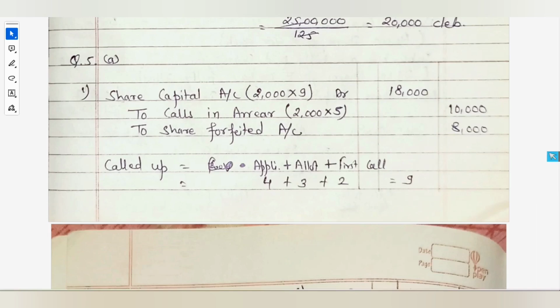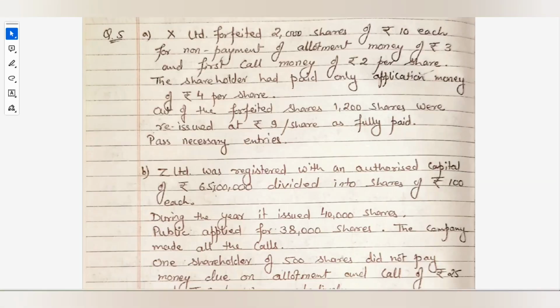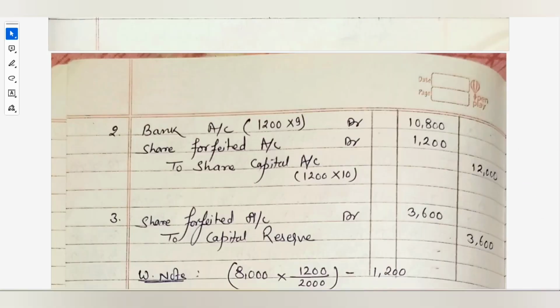Now let's move to the next entry of reissue. So first of all, let's have the language of the reissue, what the question suggests. Out of the forfeited shares, 1200 shares were reissued at rupees 9 per share as fully paid. So this line states that rupees 9 has been received at the time of reissue of shares. So bank account will be debited by rupees 9 on 1200 shares, that means rupees 10,800, and share capital account will be credited as fully paid, that means multiplied by 10.